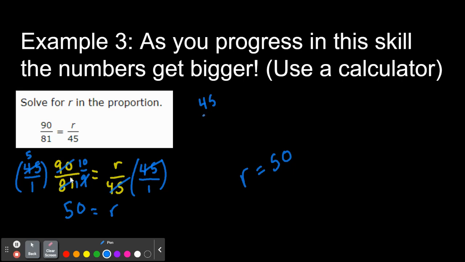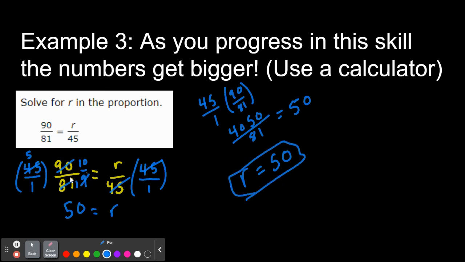Now again, if you don't want to reduce down first, just use a calculator. We had 45 over 1 times 90 over 81. 45 times 90 is 4,050 divided by 81. We get 50, right? We should get the same thing. So again, this is kind of the calculator route. If you want to use a calculator, I'm fine with that. Or you can reduce as you go along, as I've done here.